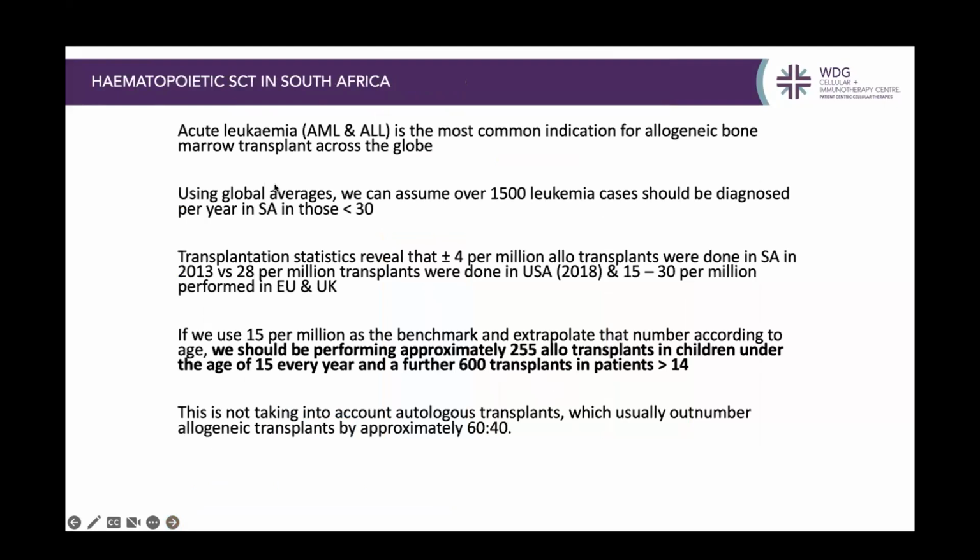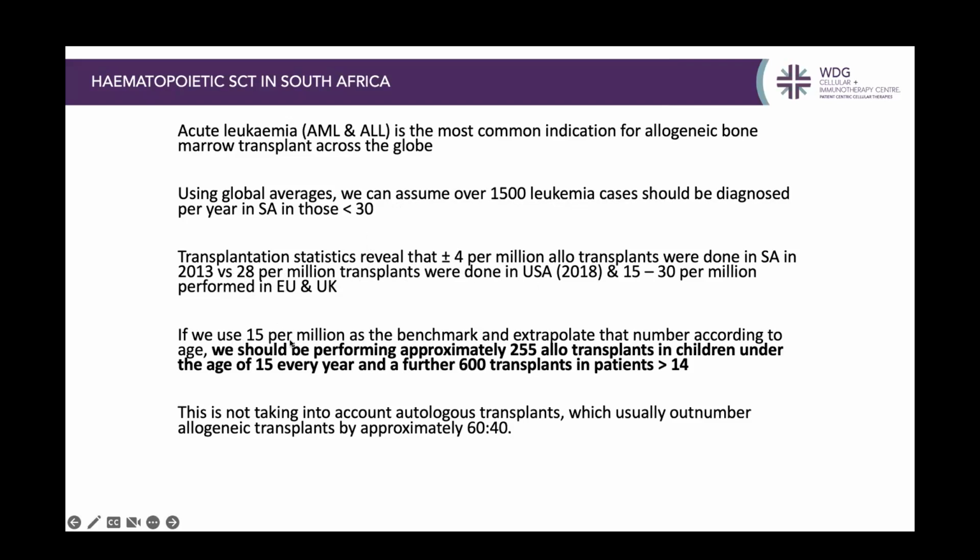So focusing on transplant, acute leukemia is the most common indication for allotransplant across the globe. If we use these global averages, we can assume that over 1,500 leukemia cases should be diagnosed per year in South Africa for those less than 30. Transplantation statistics reveal that 4 per million allotransplants were done in South Africa in 2013 versus 28 per million transplants that were done in the United States in 2018. And then 15 to 30 per million in the European Union and UK.